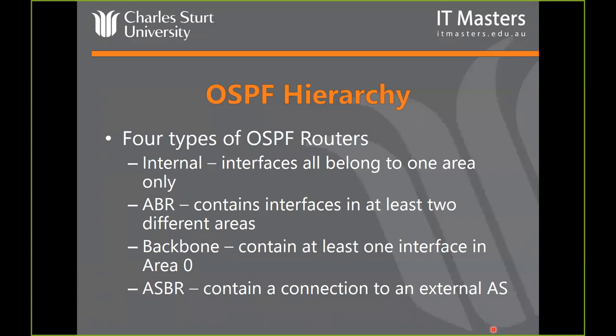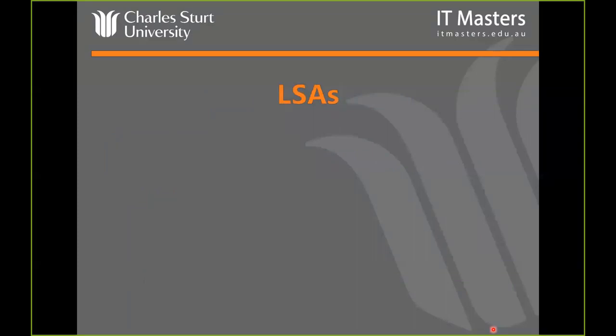Any router is a backbone router if it contains at least one interface in area zero. So those routers before that were area border routers can also be considered backbone routers because they also have an interface in area zero. And then an autonomous system boundary router has to have a connection to the external autonomous system. Okay, so they can also be considered an area border router as well, because they could have interfaces in multiple OSPF areas and an external autonomous system at the same time. So it can get quite complex.